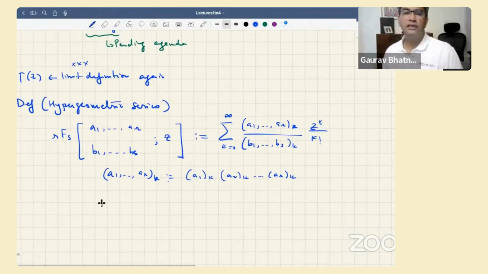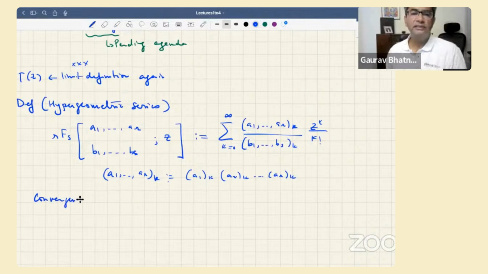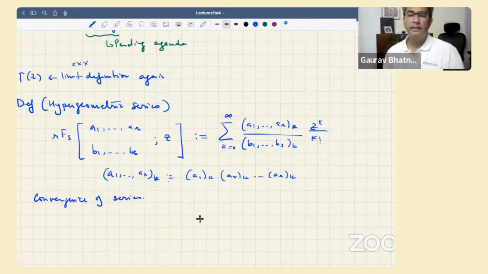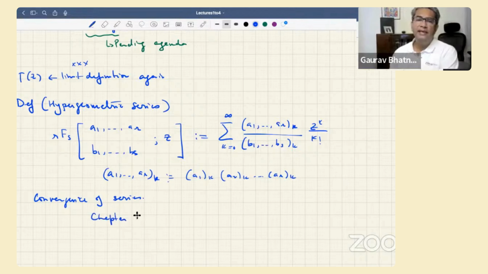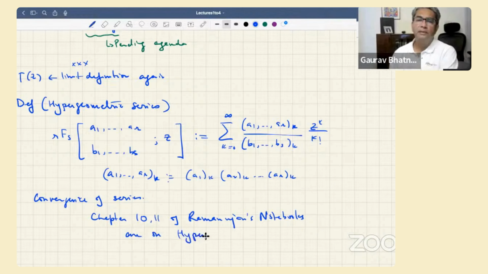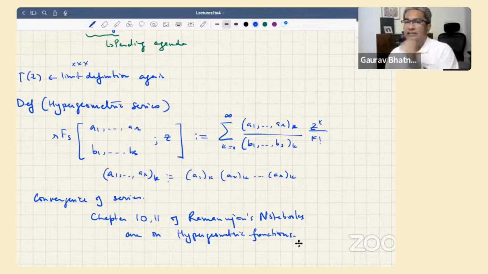So we'll still use it. And we will discuss convergence of this series later. And let me say that chapters 10 and 11 of Ramanujan's notebooks are on hypergeometric series. So we will cover that at some point.